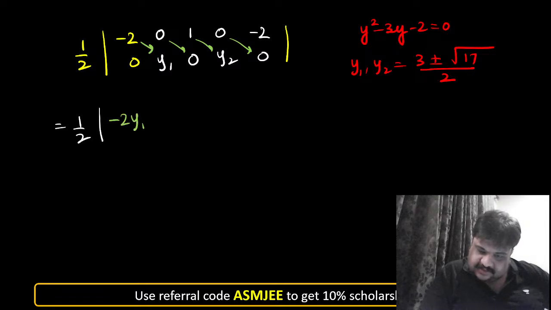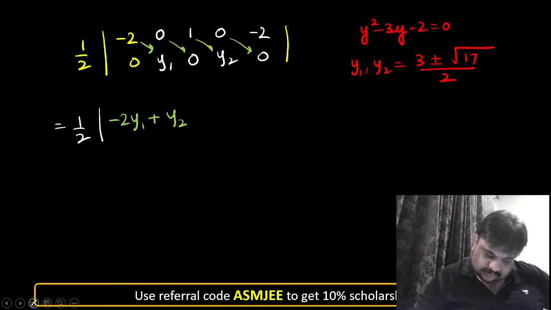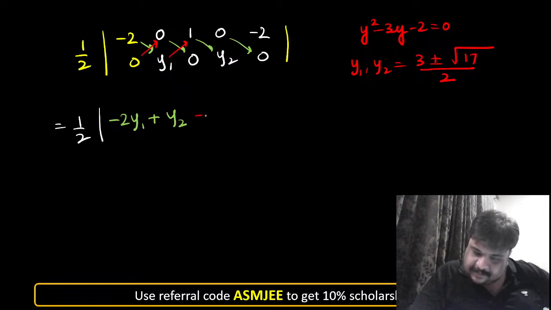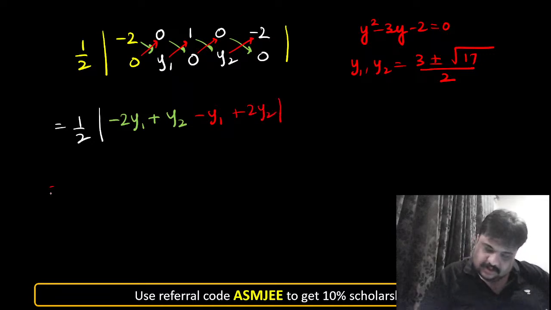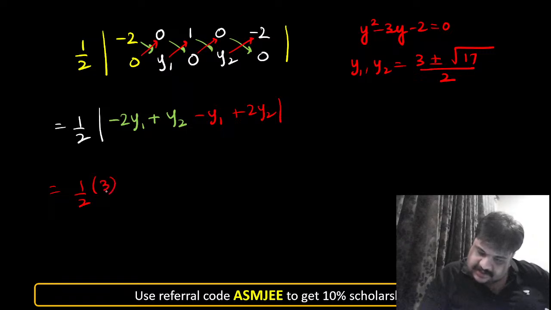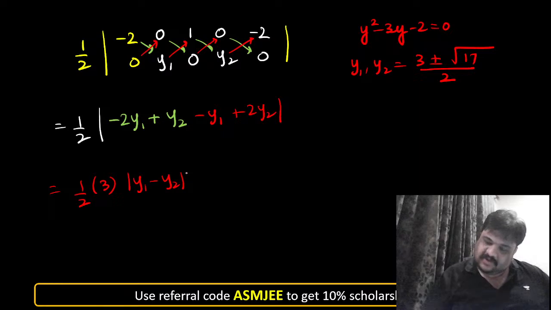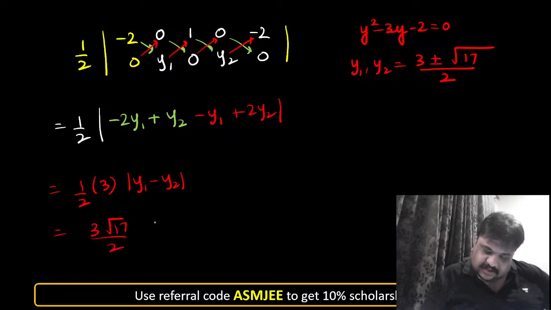Minus 2, y1 plus y2 minus y1 plus 2y2. So it will be half into 3 times the modulus of y1 minus y2. The modulus of y1 minus y2 is root 17. So 3 root 17 by 2. Answer.